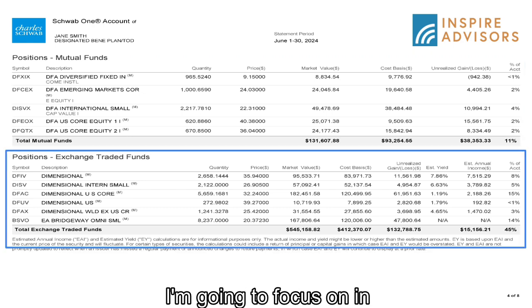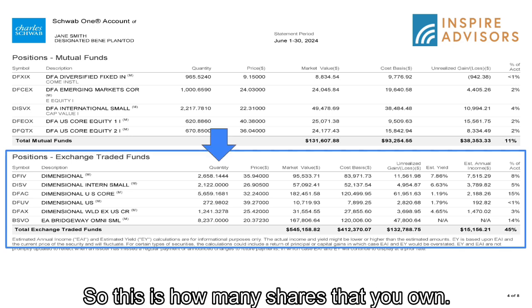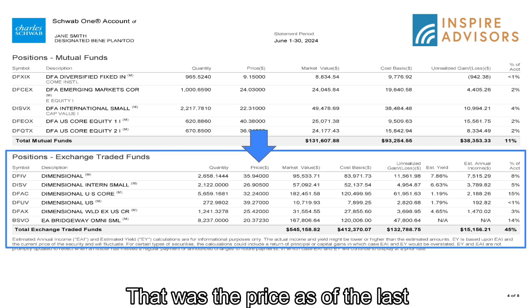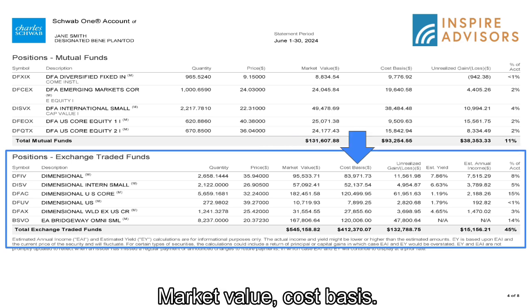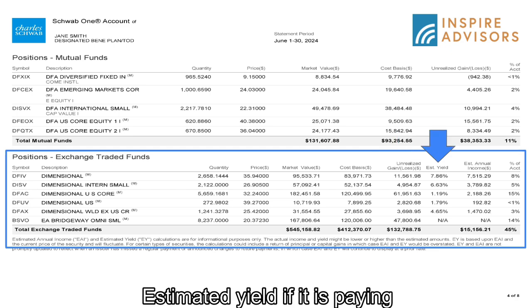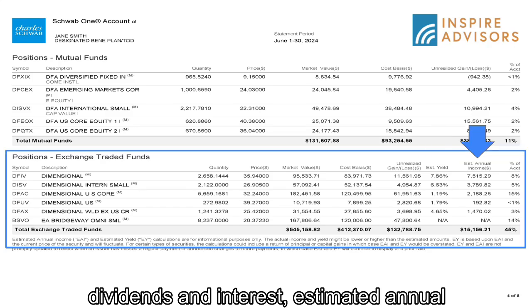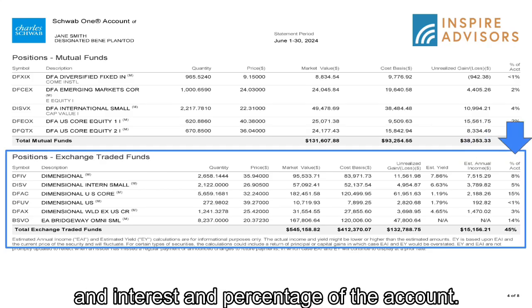Next page, looking at this section, is mutual funds and then exchange traded funds. I'm going to focus on the exchange traded funds because it has all the columns in it. The first column is the quantity. So this is how many shares that you own. That was the price as of the last date of the statement. Market value, cost basis, again, unrealized gains and losses. Estimated yield if it is paying dividends and interest. Estimated annual income, again, if it's paying dividends and interest. And percentage of the account.